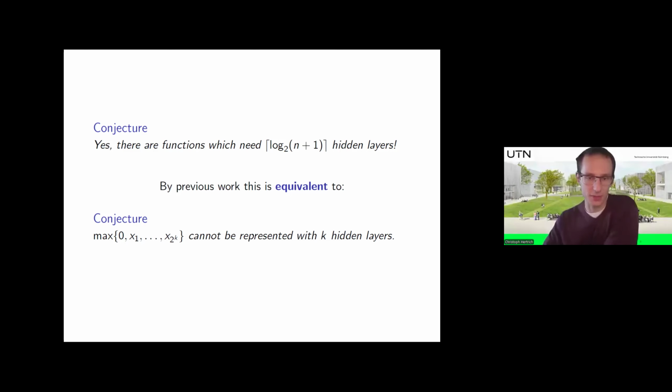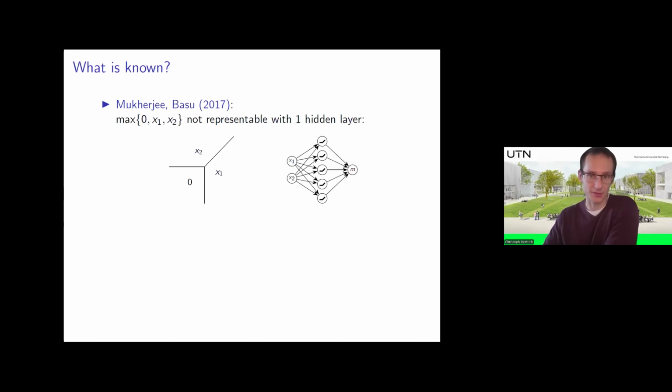Okay, so now let's talk about what's known about this simplified version of the conjecture. The first thing that's known is not too difficult. It is that for the special case of k equals 1, so one hidden layer, and the maximum of 0, x1, and x2, the conjecture is true, so we cannot represent this function with one hidden layer. The function looks like this. You have three regions, one region where 0 is maximum, one region where x1 is maximum, and one region where x2 is maximum. And a neural network with one hidden layer won't be sufficient to compute this function.